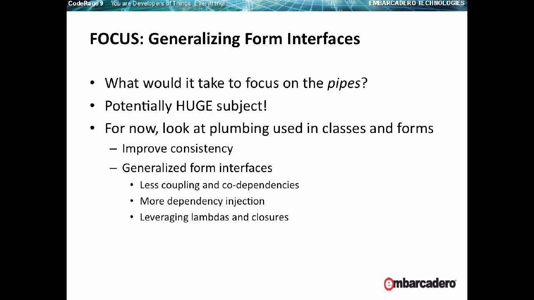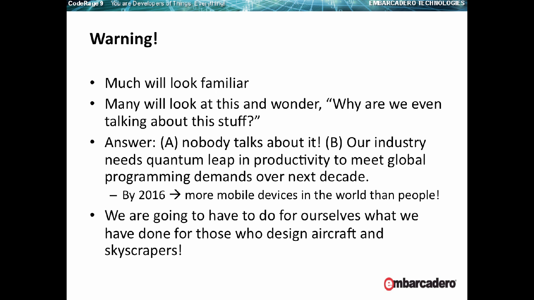Now, this is a potentially huge subject, and I'm really limited in time. So for now, we're going to look at the plumbing used in classes and forms. And what we're going to arrive at is hopefully improved consistency and some generalized form interfaces. And that's going to yield less coupling and codependencies, more dependency injection, and will actually leverage lambdas and closures.